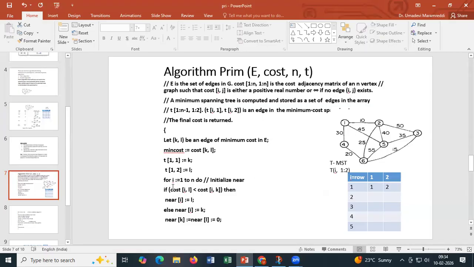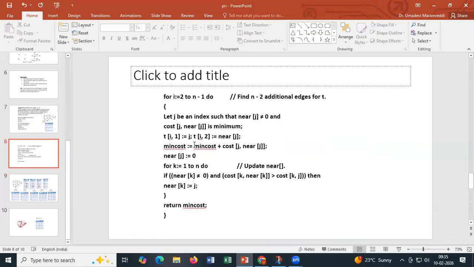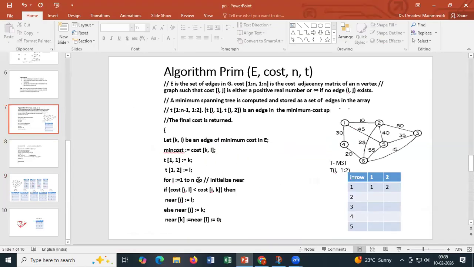So 1, 2 is in the spanning tree. The remaining vertices are not in the spanning tree, so you have to update near. K and L are added to the spanning tree. What is K? 1 and 2 are added to the spanning tree, so near of 1 is 0, near of 2 is 0. The remaining vertices you have to update. For I equal to 1 to n, check whether each vertex is near to 1 or near to K. Any vertex added to the spanning tree, you make its near 0. So near of I equal to 1 or near of I equal to 2, you have to update like that.